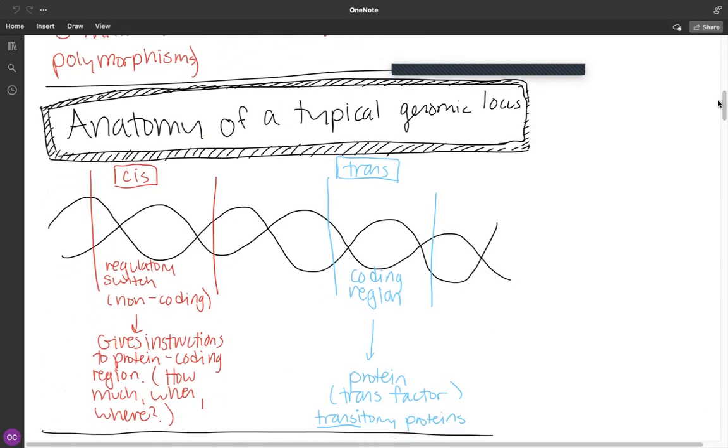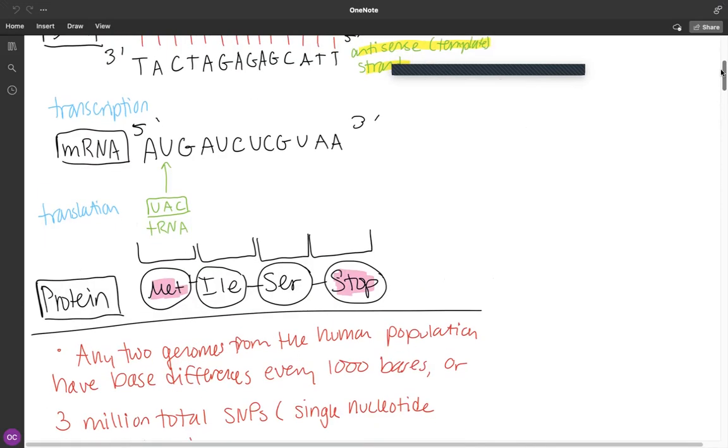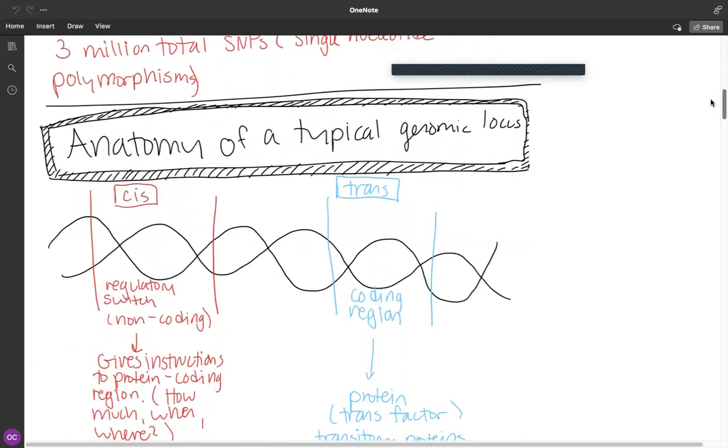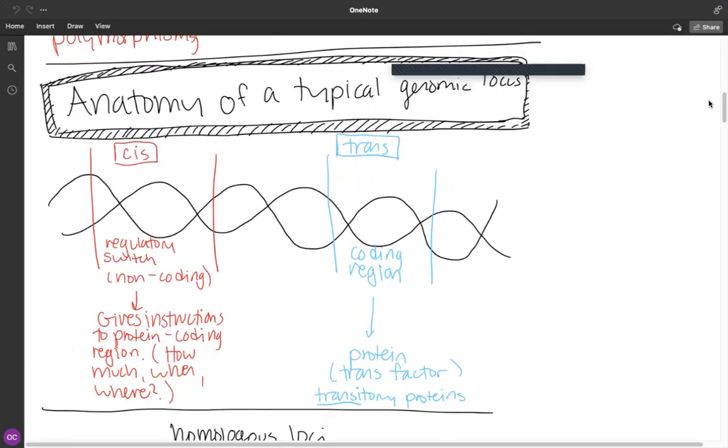And so here's our anatomy of a typical genomic locus. So like I mentioned, on your DNA strand, you're going to have some cis regulatory switches, which are non-coding. So they don't code for protein. They don't go through the central dogma above, but they do give instructions to the protein coding region again. So how much protein, when is the protein produced, and where in the body is it produced?